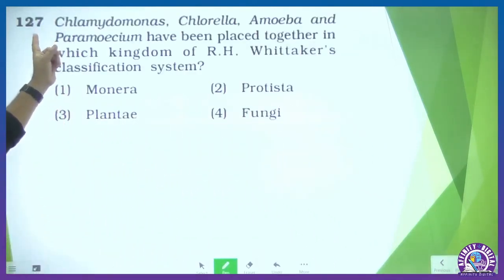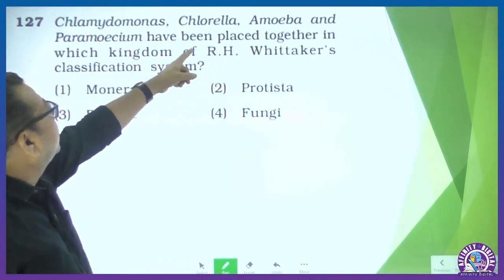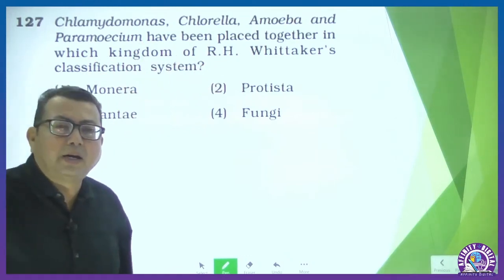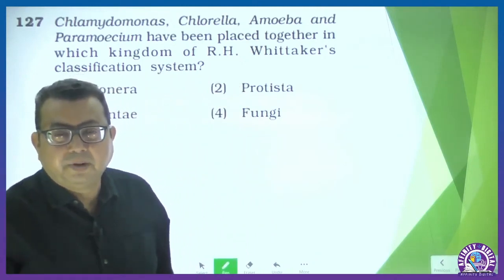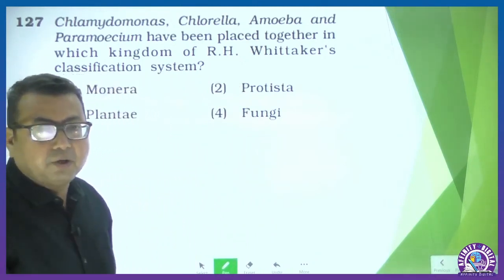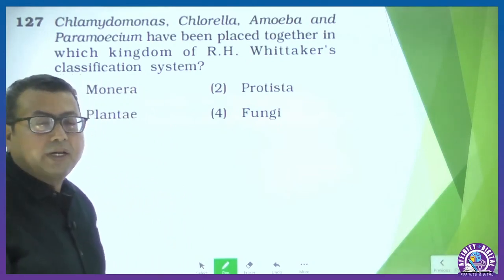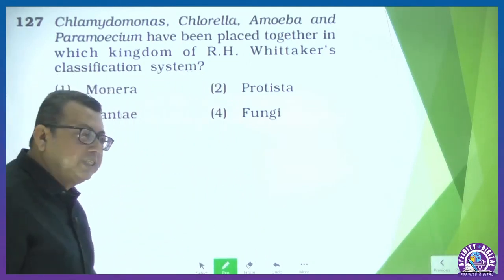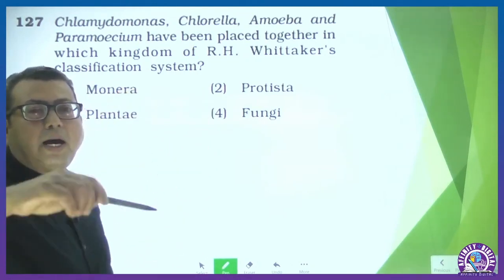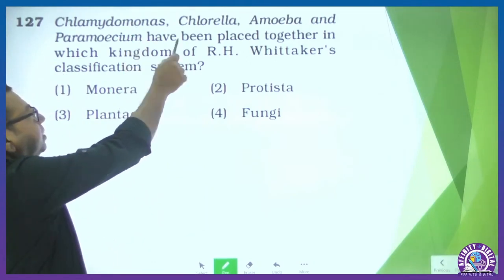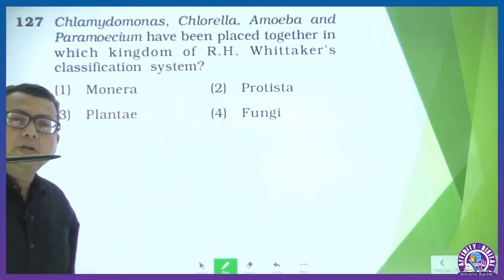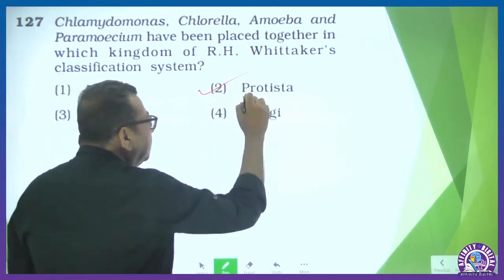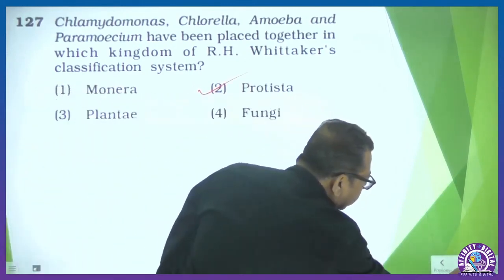Next, question number 127: Chlamydomonas, Chlorella, Amoeba, Paramecium have been placed together in which kingdom by R.H. Whittaker's classification system? R.H. Whittaker proposed a 5 kingdom classification for living organisms. The 5 kingdoms are Monera, Protista, Fungi, Plantae and Animalia. In kingdom Protista, he included all unicellular eukaryotic organisms, and Chlamydomonas, Chlorella, Amoeba and Paramecium are all unicellular eukaryotic organisms. All unicellular eukaryotic organisms he placed under kingdom what? Protista.